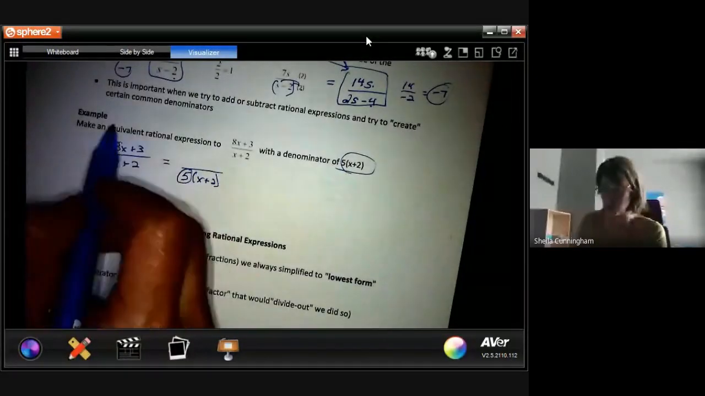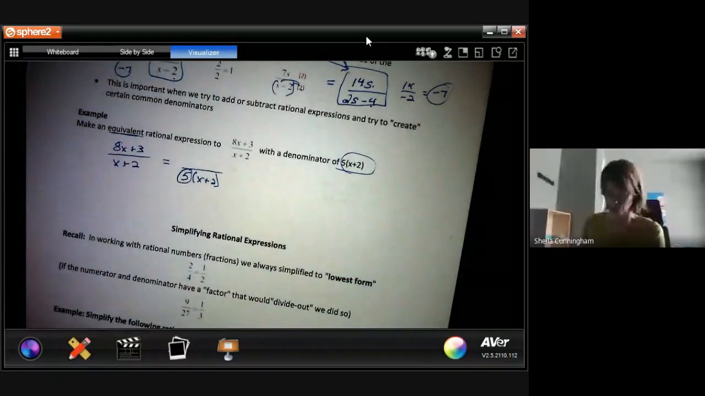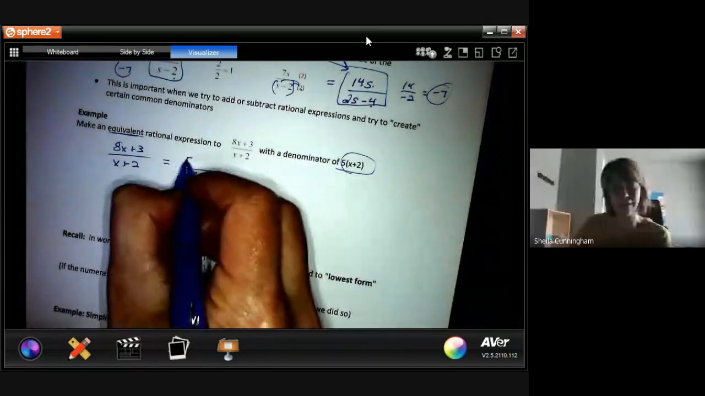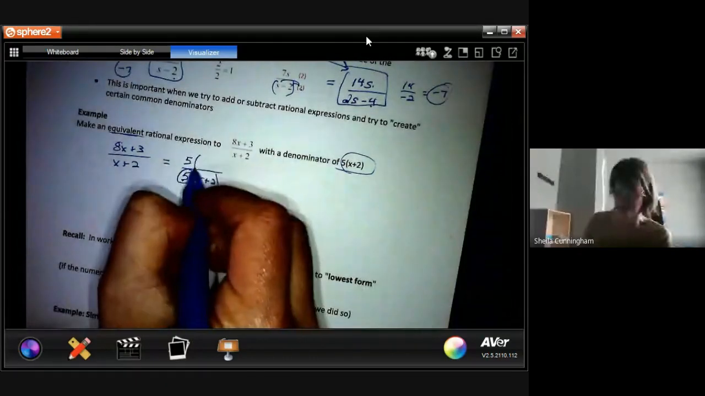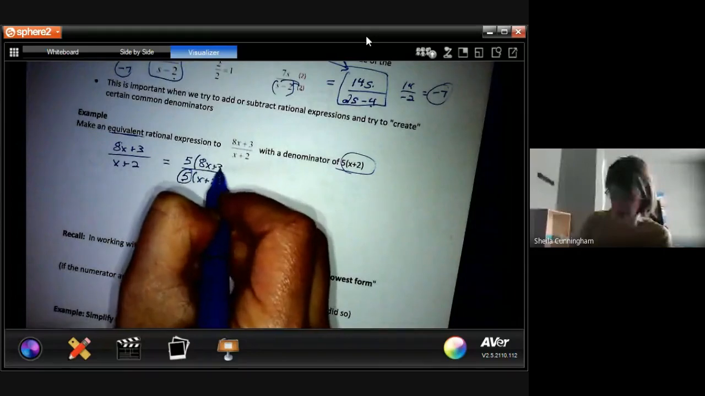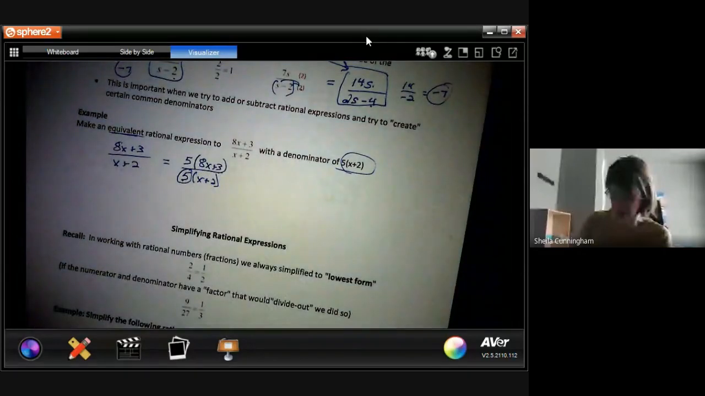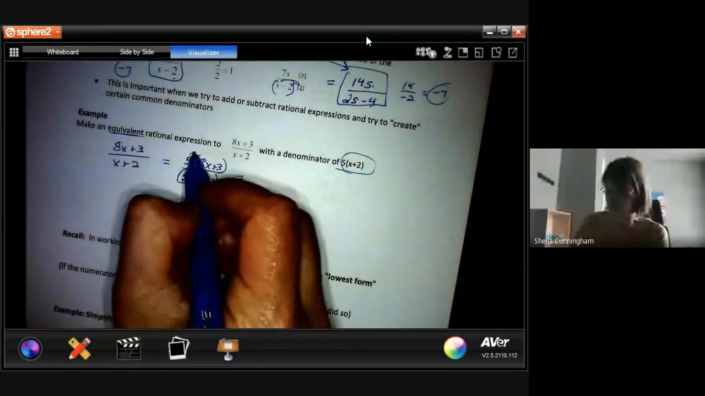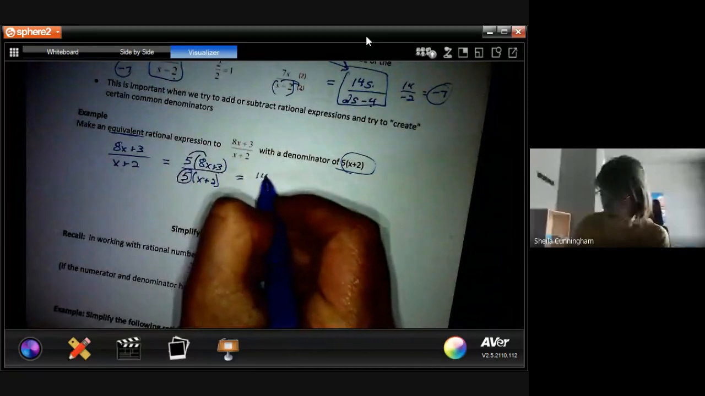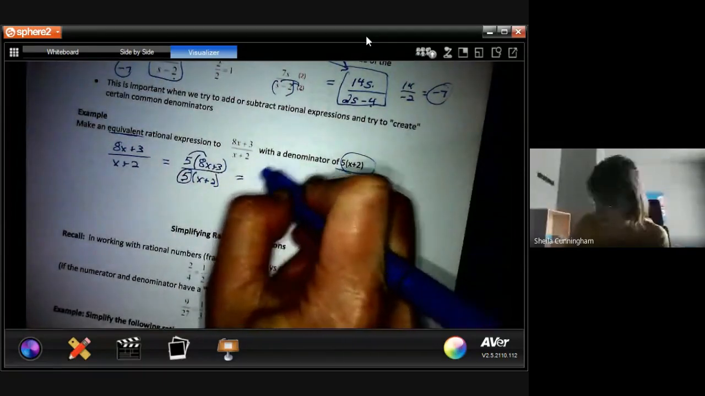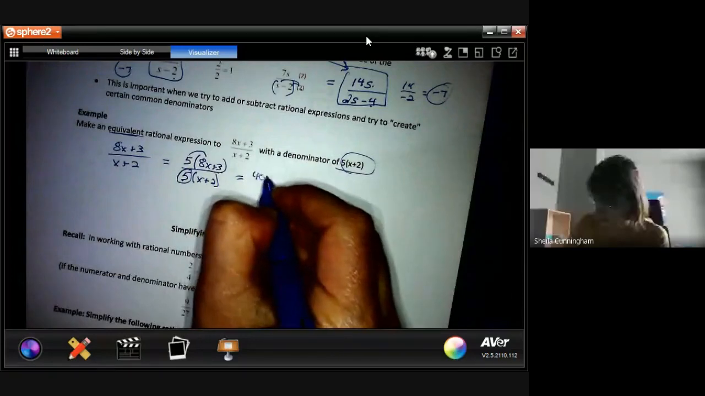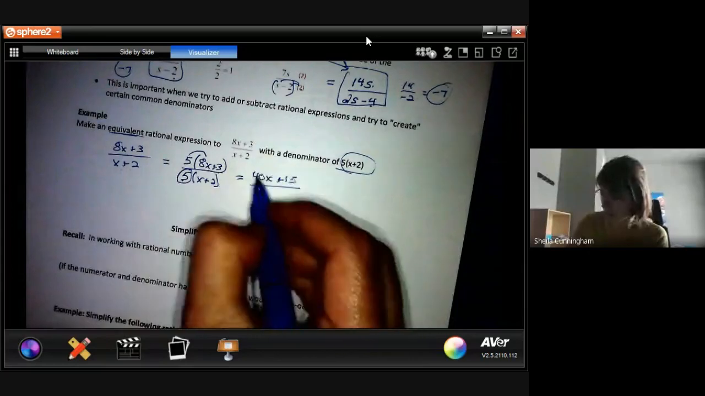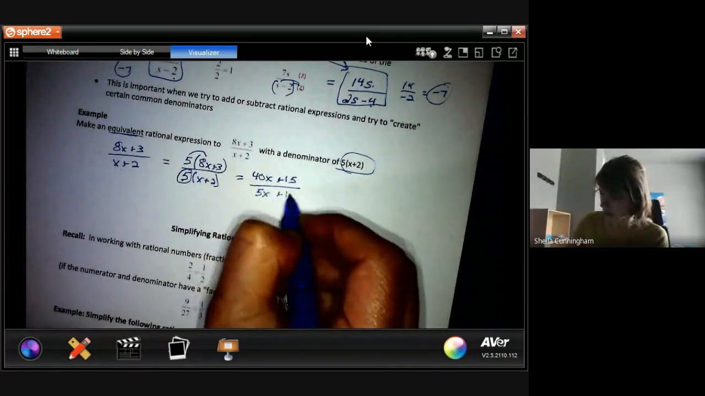So in order to make this an equivalent rational expression, if I'm multiplying the denominator by 5, I better be multiplying the numerator by 5, which would mean I would be multiplying the top by 5 as well. So if I'm multiplying the top, I'm going to get not 14, I am going to get 40x plus 15. And on the bottom, I'm going to get 5x plus 10.